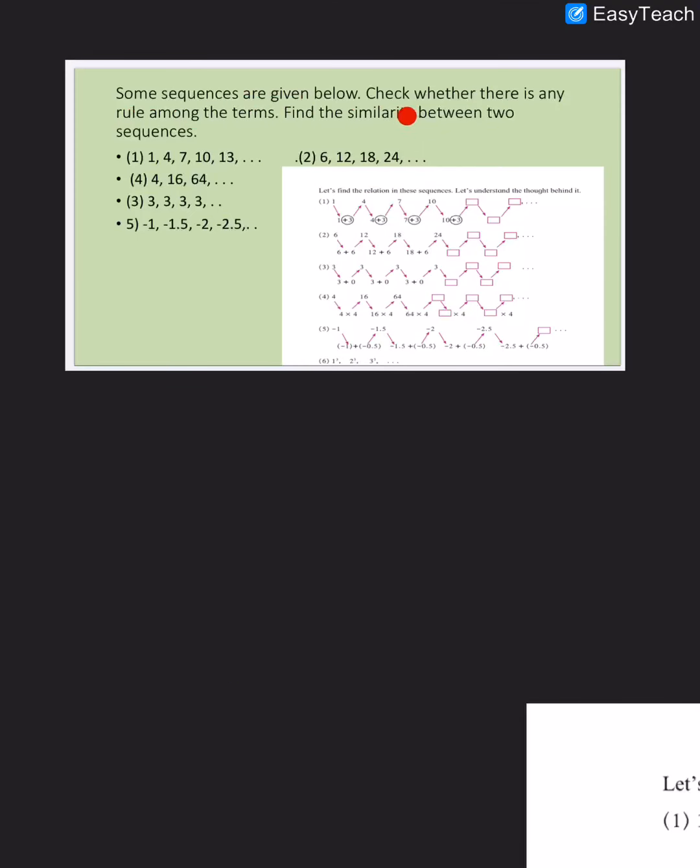Some sequences are given below. Check whether there is any rule among the terms. So here some sequences are given.